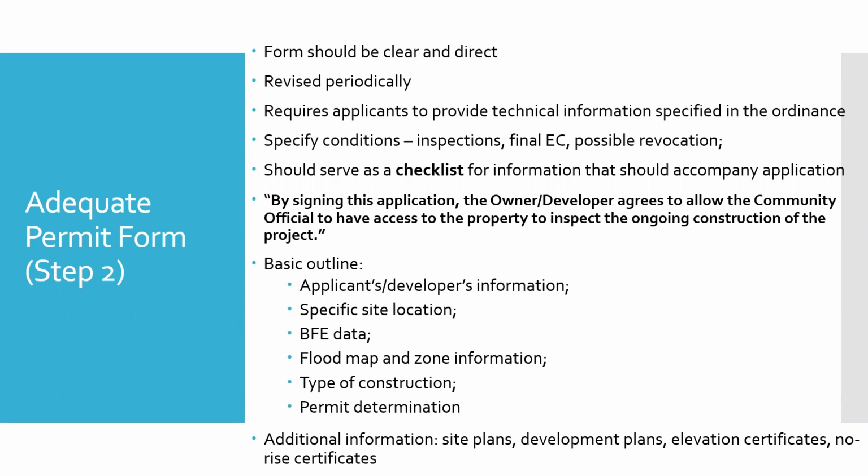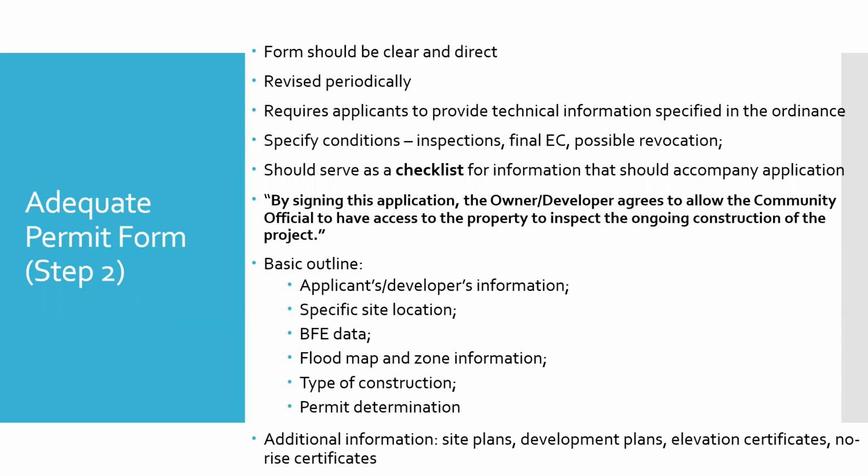And then making sure it tells applicants what technical information and those attachments need to go along with their permit applications. And that is all specified in the ordinance, such as having a final elevation certificate to verify the lowest floor of a residential or non-residential structure. And so we're specifying these conditions.